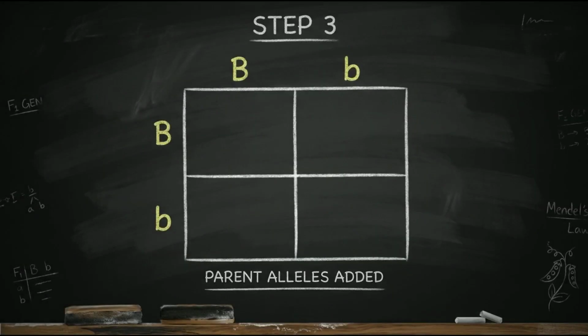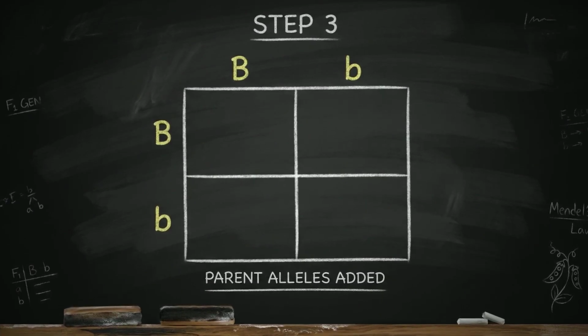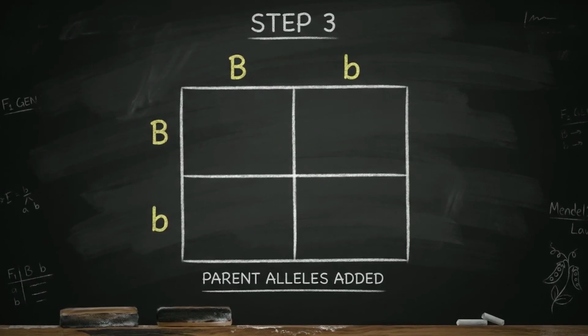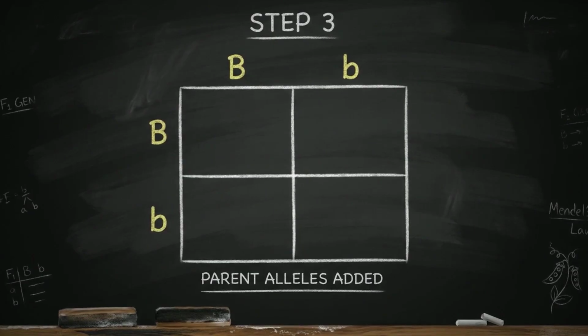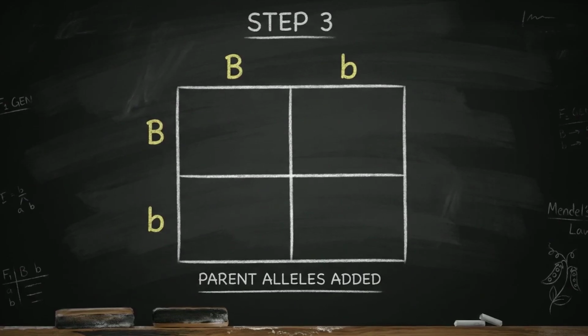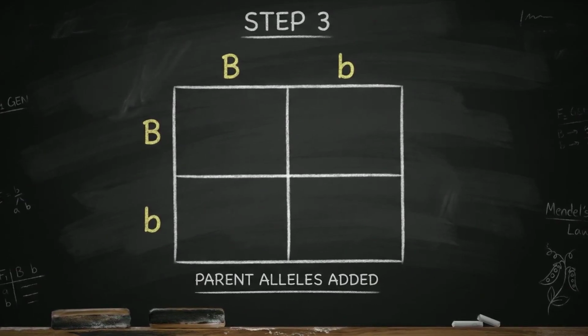Step 3. Write the first parent's alleles along the top of the grid. The first parent is Bb, so B goes above the left column. b goes above the right column. Then write the second parent's alleles along the left side of the grid. B goes beside the top row. b goes beside the bottom row.